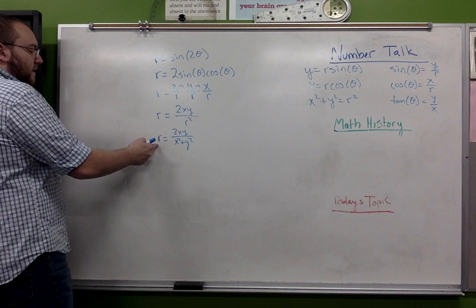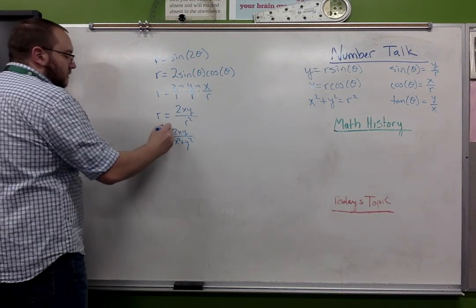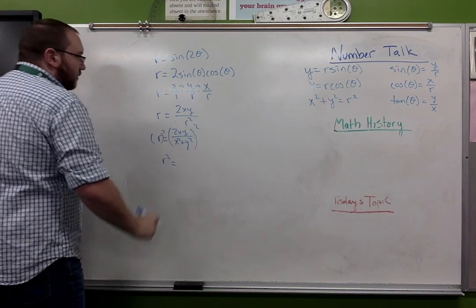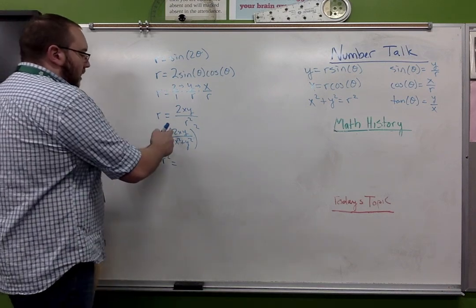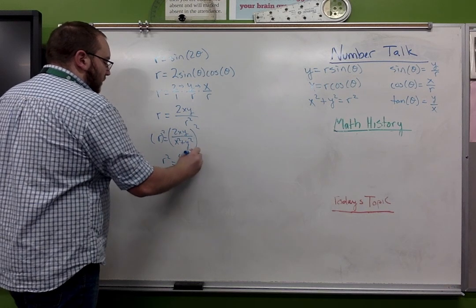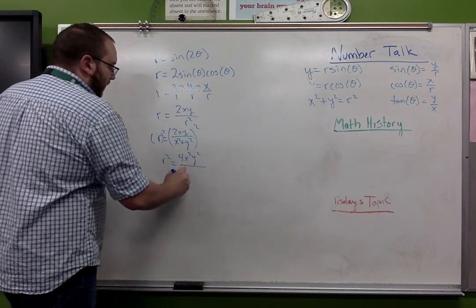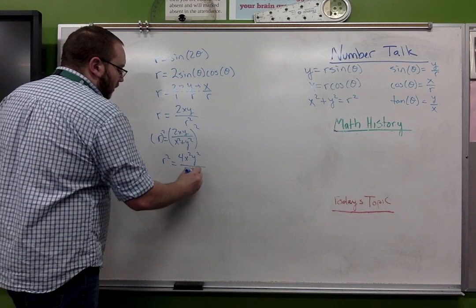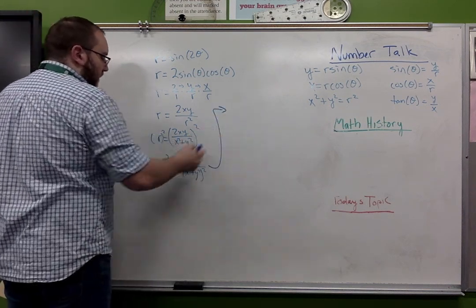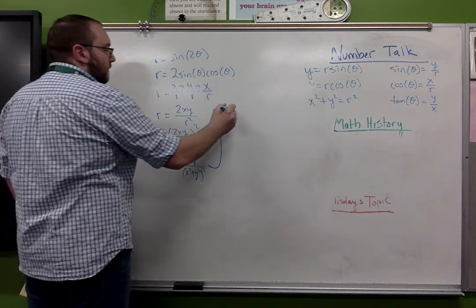Now I just got to get rid of this pesky r. Once again, we're going to square both sides. So now we have r squared is equal to 2 squared is 4, x squared is x squared, y squared is y squared. And then down here we have (x squared plus y squared) quantity squared. r squared is x squared plus y squared.